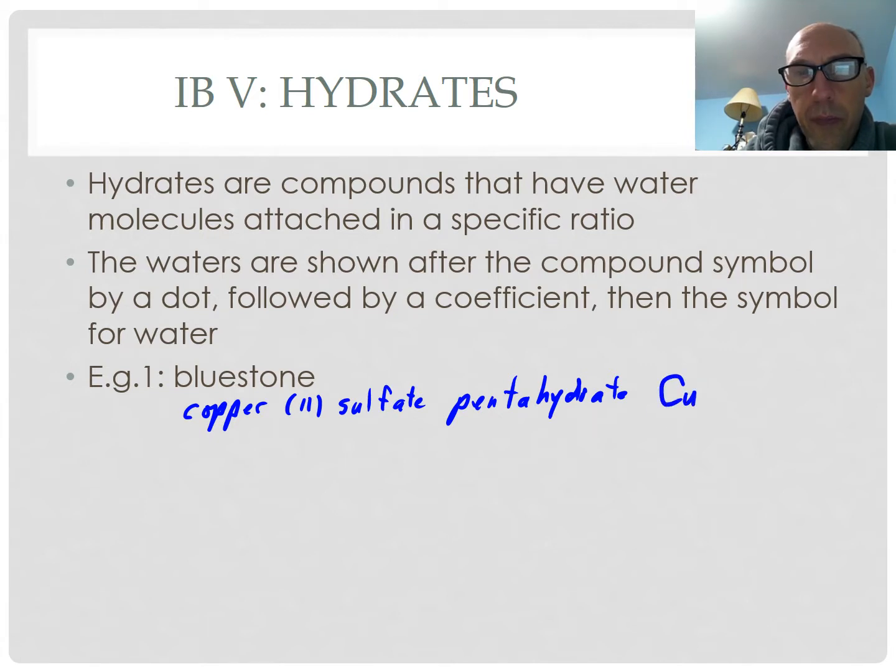Cu, sulfate, SO4. The charge on that copper is +2. The charge on the sulfate is -2. So the crossover gives us one of each. So CuSO4 is the copper 2 sulfate. But then I've got this pentahydrate.